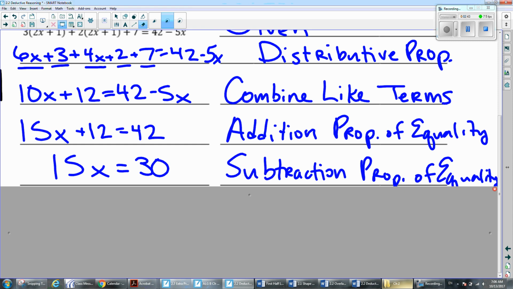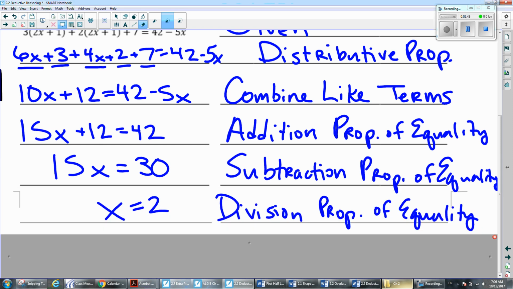Then we had to subtract 12. So we get 15x equals 30. That's the subtraction property of equality. When you divide by 15 on both sides, x equals 2. That's the division property of equality.